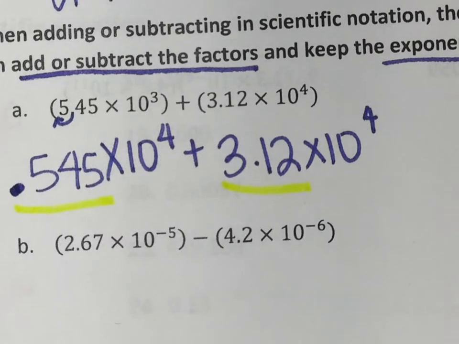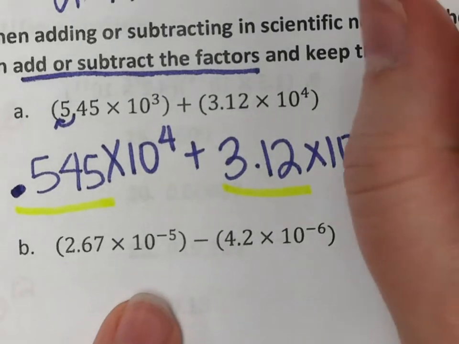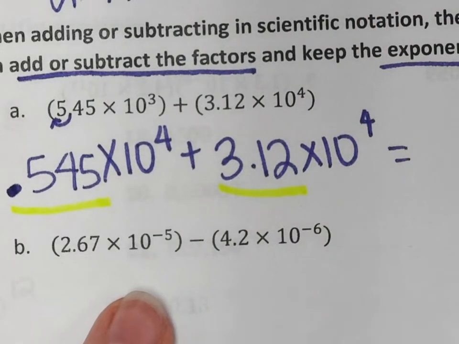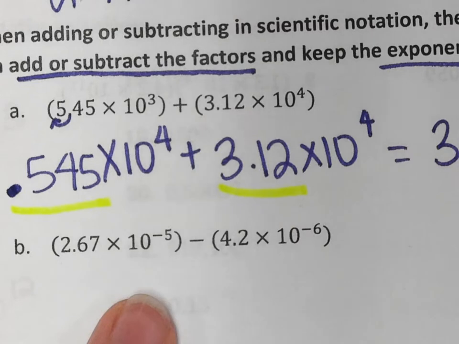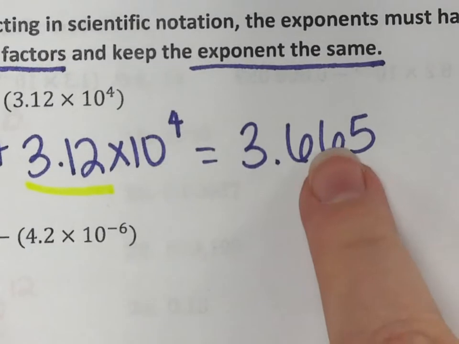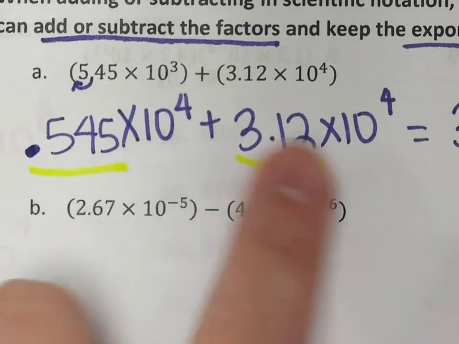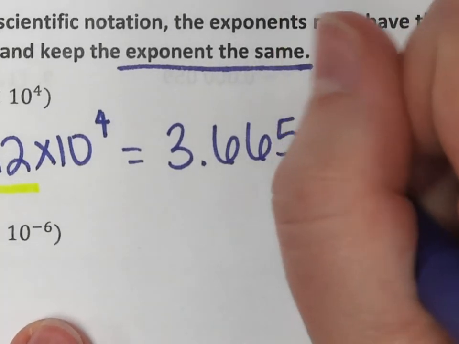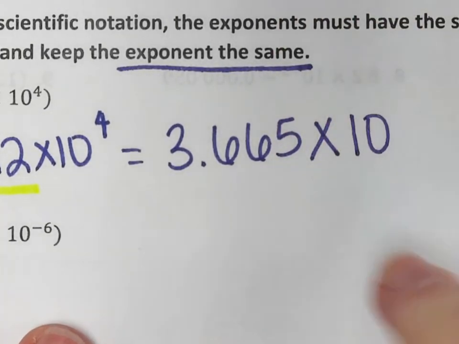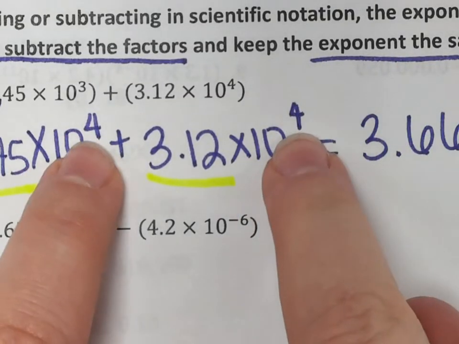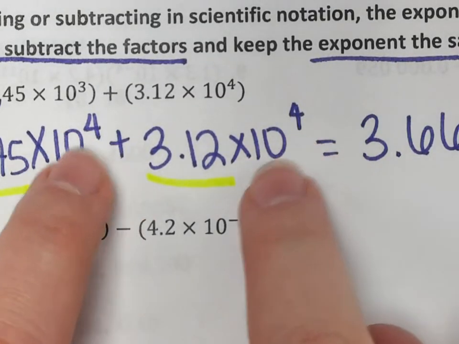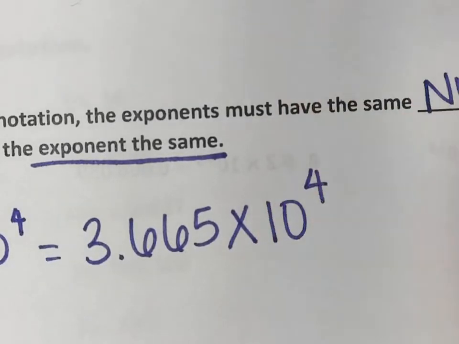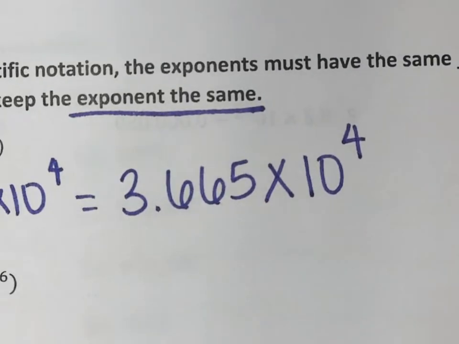Y'all doing that for me? Very good. So I'm hearing 2 good answers. Okay, when we add these 2 factors out front, 3.665. Now, it's still in scientific notation, times 10, and our exponent stays the same, so it's still to the fourth power since these were both to the fourth power. Very good.